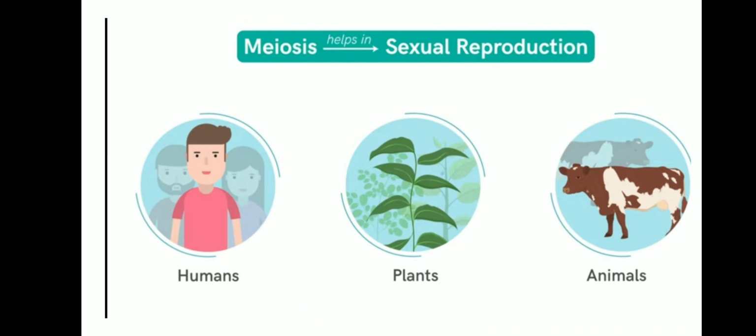I have taught you well in the previous class about this mitosis. And today's topic is meiosis. This meiosis undergoes sexual reproduction. So this meiosis is very much helpful in the sexual reproduction. This happens with all the higher organisms like humans, plants and animals.